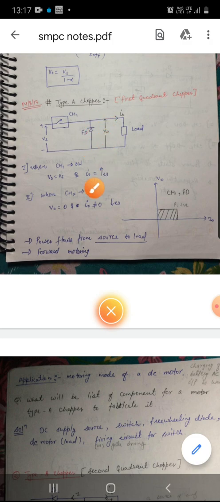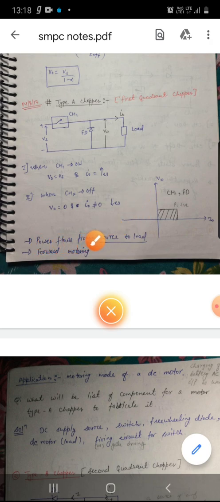Hence V naught will be equal to 0, and I naught will not be equal to 0, and it is decreasing. In the first mode I naught was increasing because the inductor was getting charged, but now I naught is decreasing. This sign means decreasing, this sign means increasing. Now the inductor is getting discharged, so the current is decreasing.